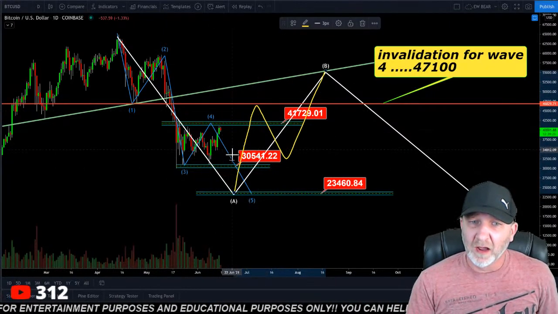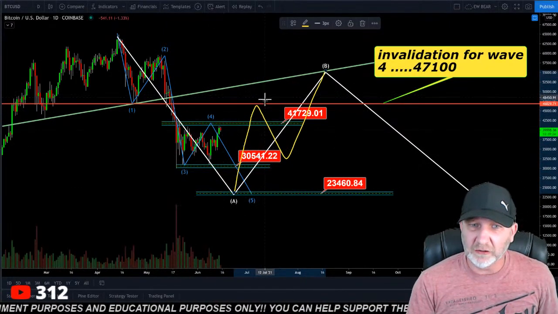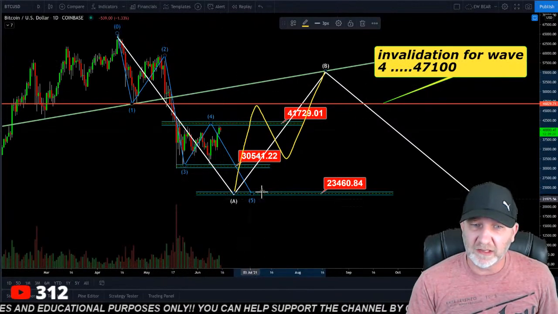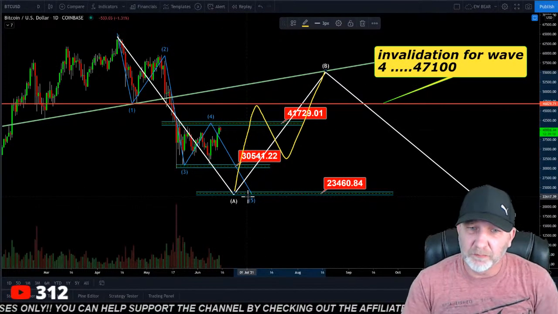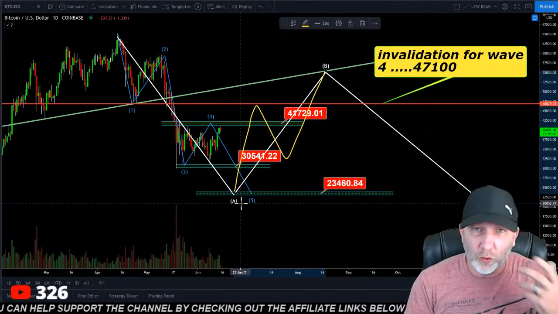And then, if I'm correct, in the mid-20s, we should get a 3-wave bounce, and wave 5 should end at the end of this month, somewhere in that area. We'll be keeping it updated.